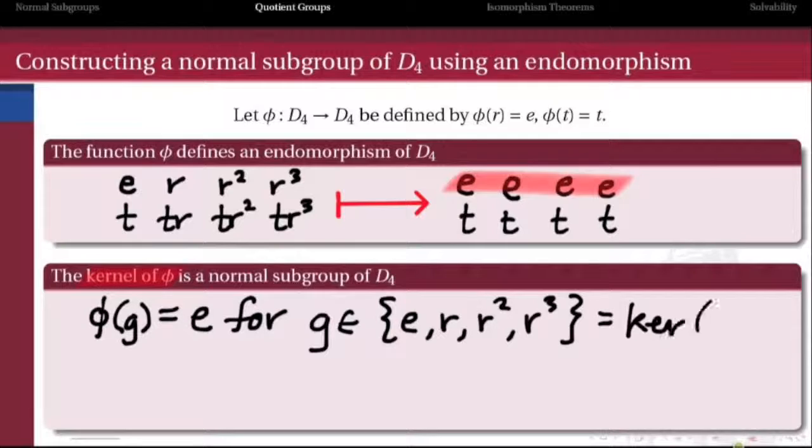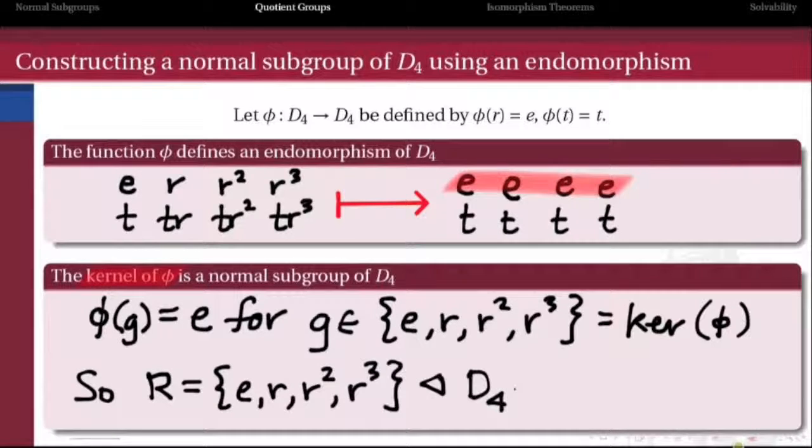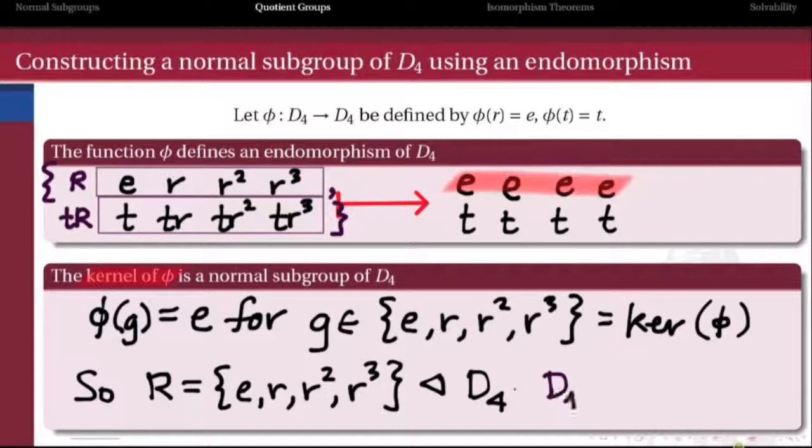And so it's all the elements E, R, R squared, and R cubed. All the rotations are the kernel of this homomorphism. And so that implies that the subset of rotations is a normal subgroup of D4. Now what's the quotient? The quotient is going to be the group that consists of just these 2 cosets. And because there's only 2 of them, we know for sure that that quotient is isomorphic to Z mod 2.